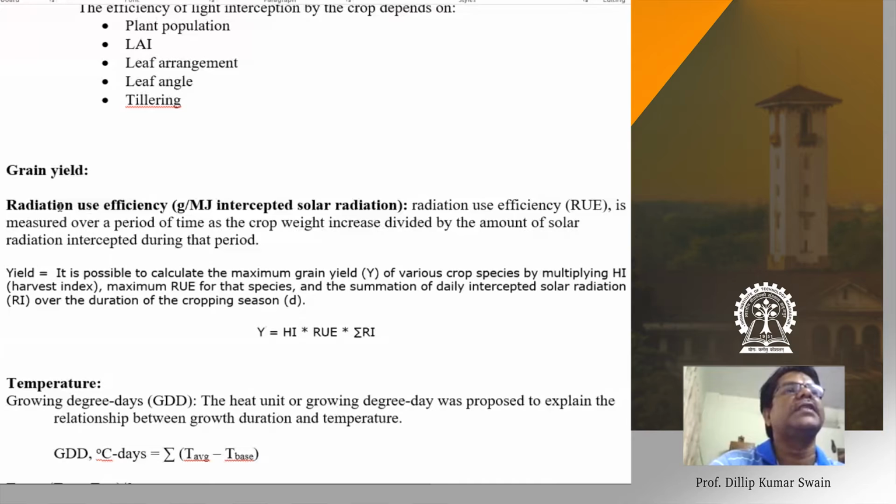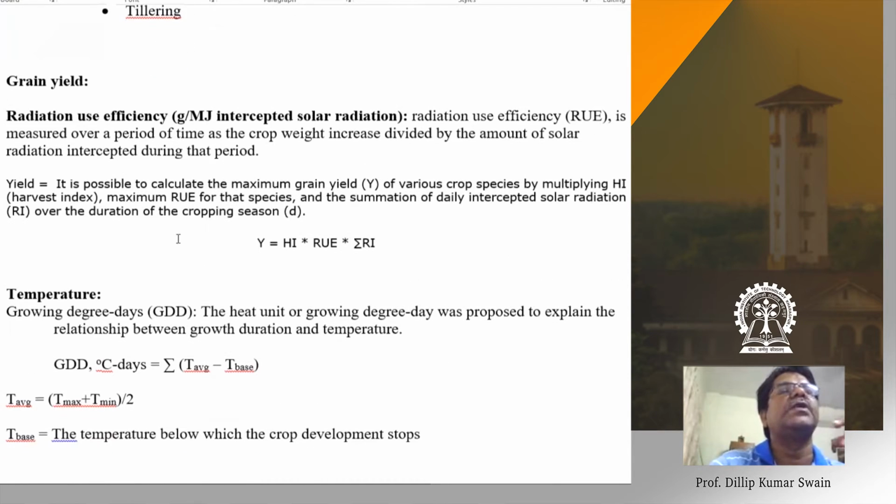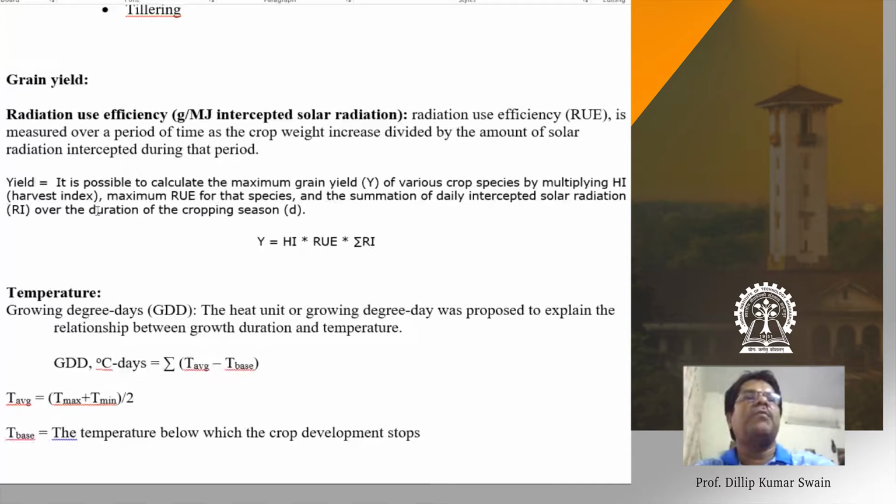So this is the radiation use efficiency, gram per megajoule of intercepted solar radiation, that is measured over a period of time as the crop weight increase divided by the amount of solar radiation intercepted during that period. So that we have already discussed. Using this, we will be able to predict the biomass. Biomass is the radiation use efficiency, RUE, into radiation interception. If you multiply radiation interception into radiation use efficiency, this is gram per megajoule into megajoules per meter square, that gives gram per meter square as your biomass.